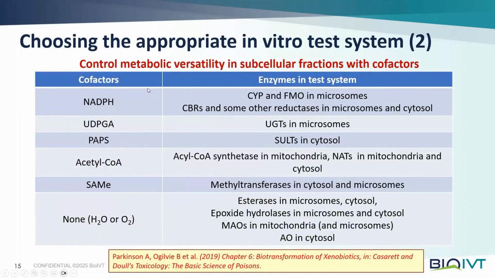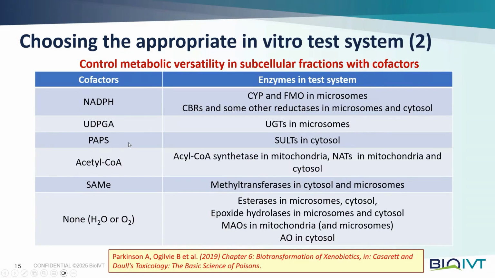So, choosing the appropriate test system, you want to control metabolic versatility, like I mentioned, with cofactors. So NADPH can make the P450s and FMO in microsomes active, but this also goes for carbonyl reductases and some other reductases in microsomes and cytosol. And some of these reductases actually prefer NADH as a cofactor instead of NADPH, and on occasion they can use both. So you have to look at both of these cofactors for some of these carbonyl reductases and other reductases. And then UDPGA, as I mentioned before, for UGTs in microsomes.